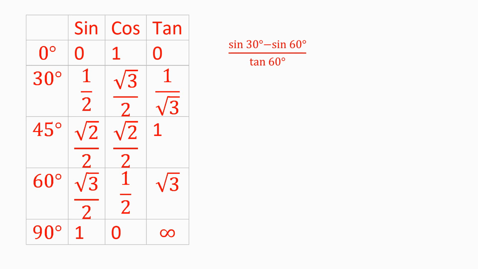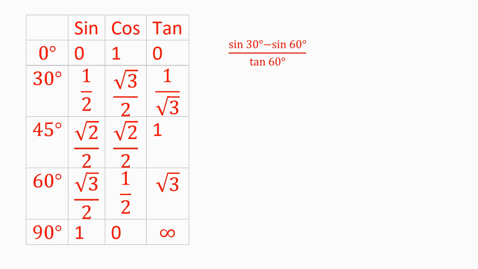0 divided by 1 is 0. A half divided by root 3 over 2 is 1 over root 3. Root 2 over 2 divided by root 2 over 2 is 1. Root 3 over 2 divided by 1 over 2 is root 3. And 1 divided by 0 is infinity or undefined.